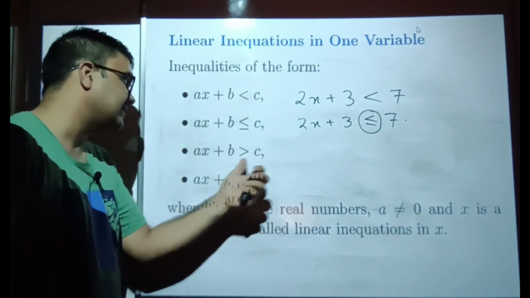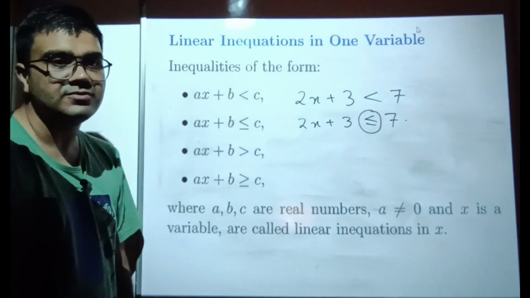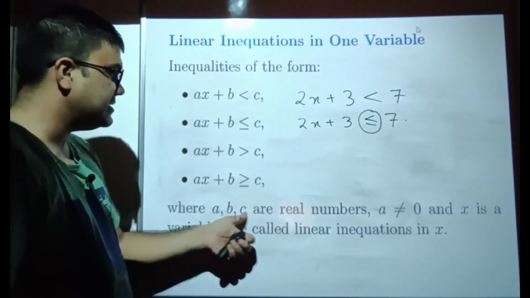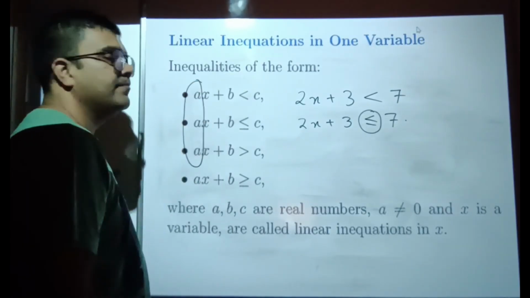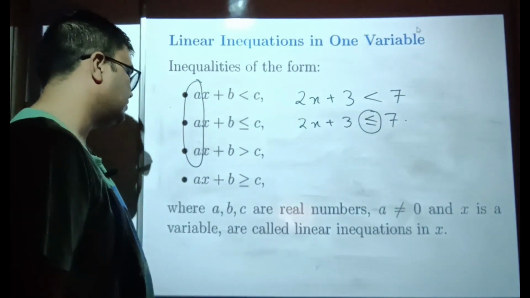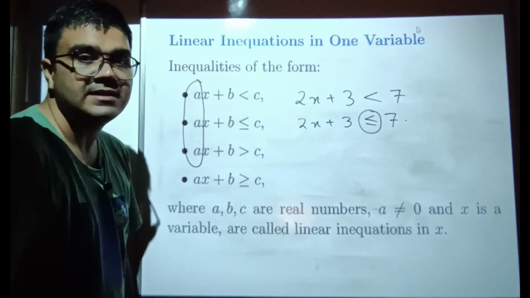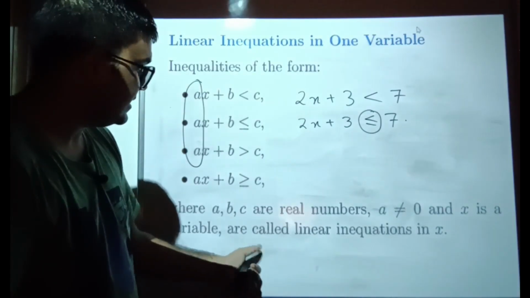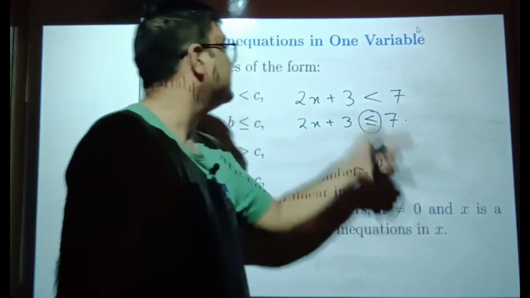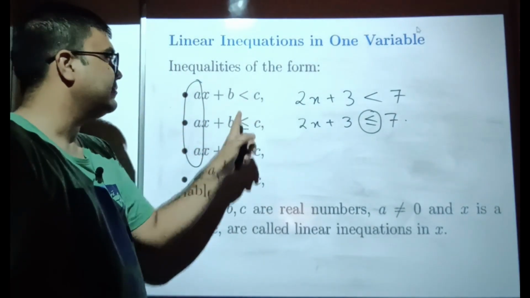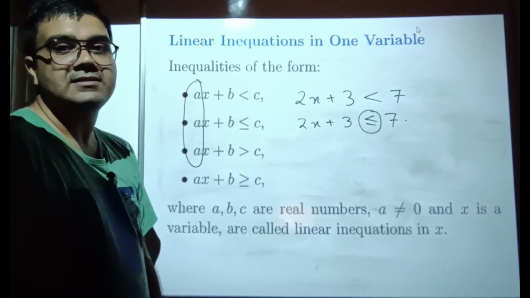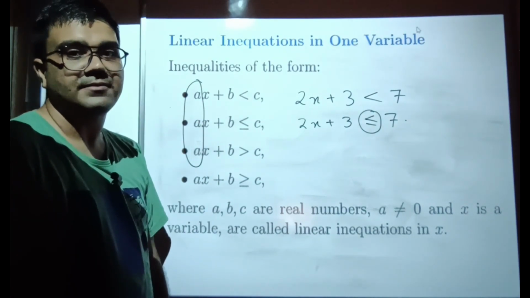Similarly, ax + b > c, or ax + b ≥ c, where a, b, c are real numbers and a is not equal to 0. The coefficient of x is not equal to 0. These are called linear inequalities in x. One variable is there. Linear because the power of x is 1. Inequality because the inequality symbol is over there.